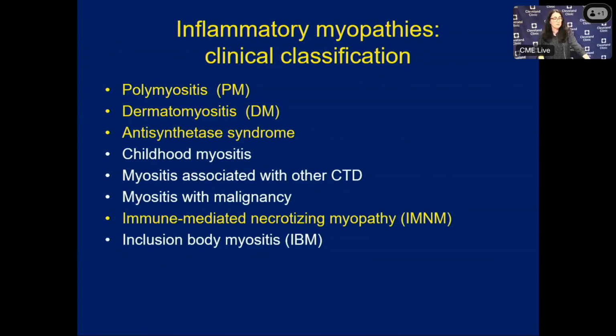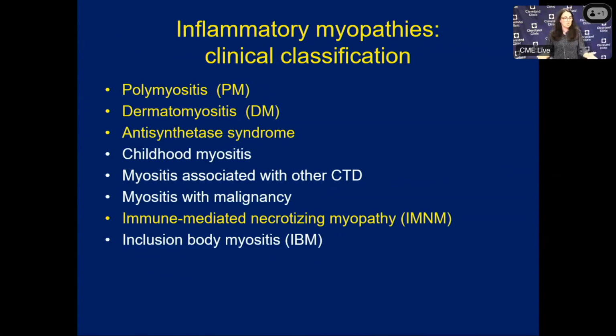There are many different classifications. This is just one example. There is a lot of controversy regarding this classification. Some of the experts do not even include polymyositis anymore, which is controversial because it would require a muscle biopsy in all patients to determine their classification.